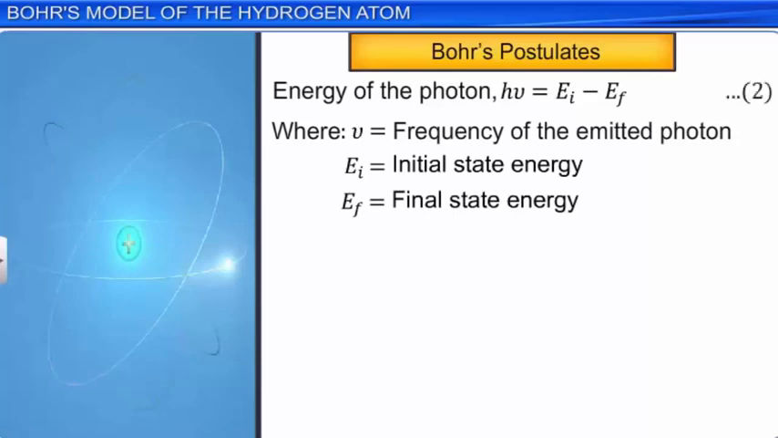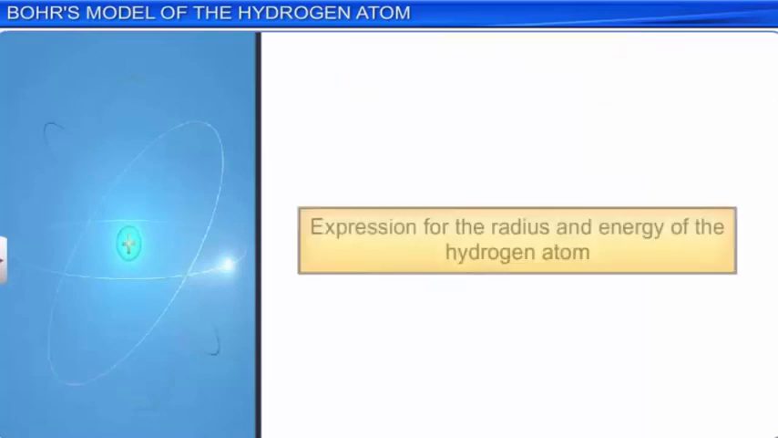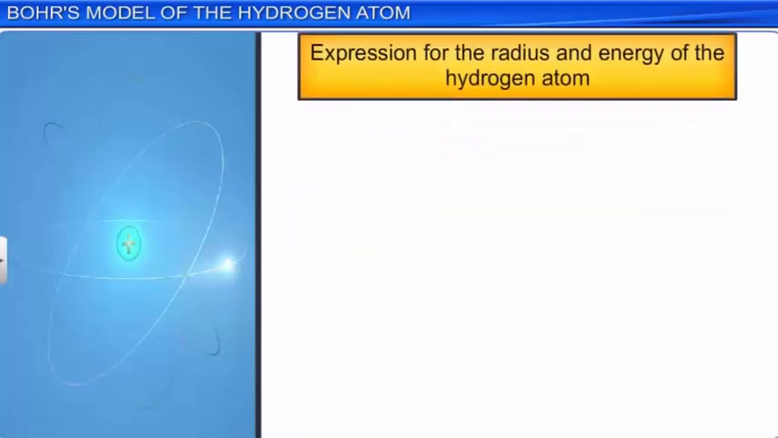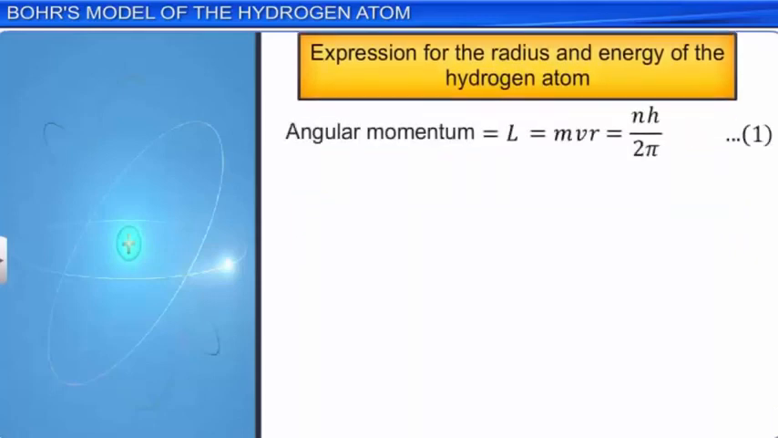Let us now derive the expression for the radius and energy of the hydrogen atom. From equation 1, we can write m vn Rn is equal to nh by 2 pi. Here, n is an integer, Rn is the radius of the nth possible orbit, and Vn is the velocity of the electron in the nth orbit. Let this be equation 3. The allowed orbits are numbered 1, 2, 3, and so on, according to the values of n, which is called the principal quantum number of the orbit.